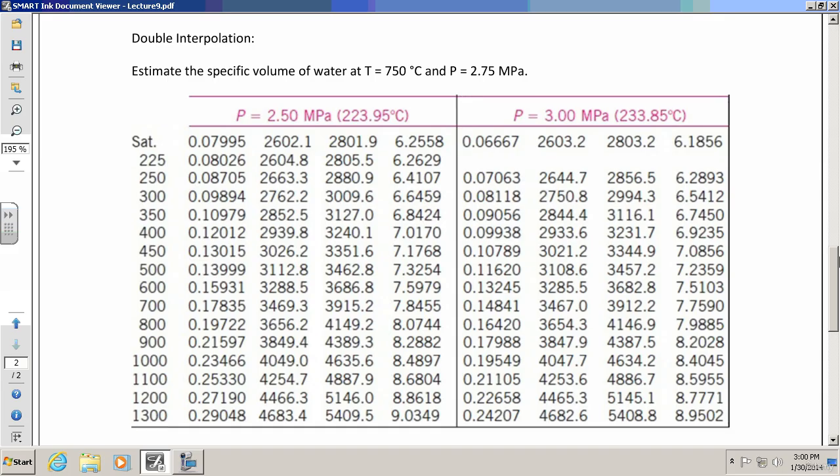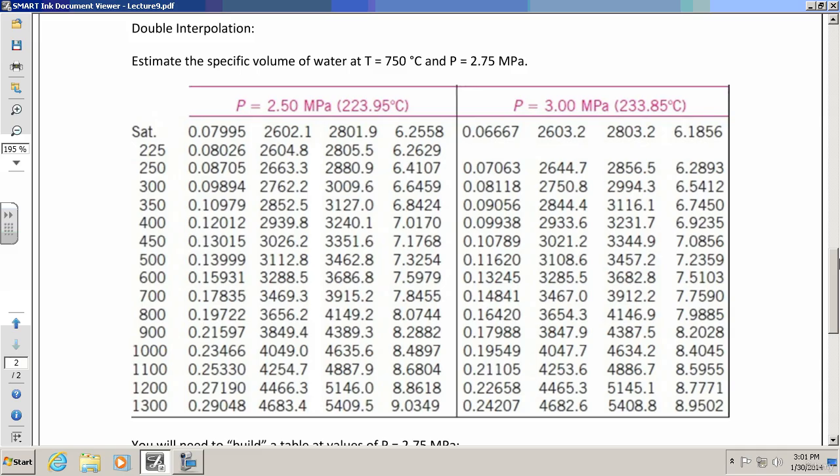So let me give you an example here. I gave you another snippet of chart. This is superheated water that's at a temperature of 750 degrees Celsius and a pressure of 2.75 megapascals. Notice you don't have a pressure table for 2.75 megapascals. And if you look at those temperatures, you don't have a temperature for 750 degrees Celsius. That's double interpolation. Double interpolation will need to happen.